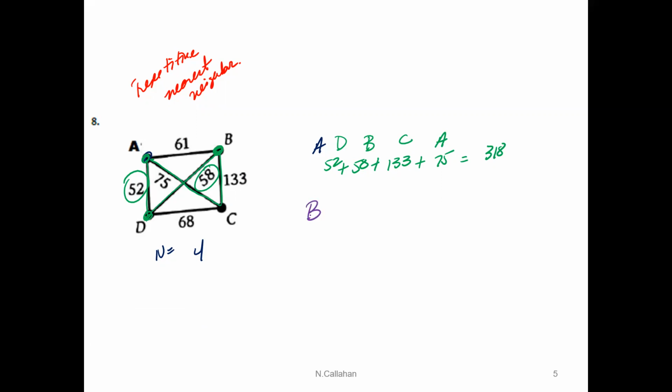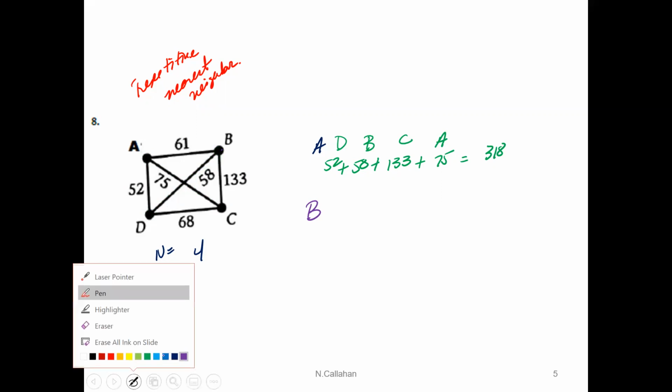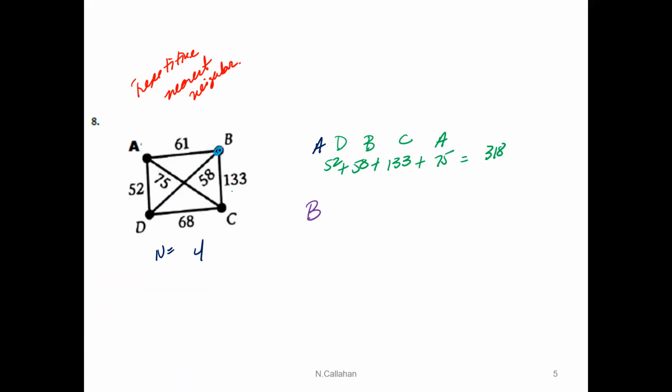Then let's take a look at B. Okay, so I'm going to erase everything here. If my starting point is going to be at B, my nearest route is going to be to D, which is 58. Then from D, I'm going to go to A, which is 52. And then from A, I am going to go to B. Well, actually I can't go to B because I already went to B. I'm going to go to C, which is 75. And then from C, go back to B, which is 133. So add everything together.